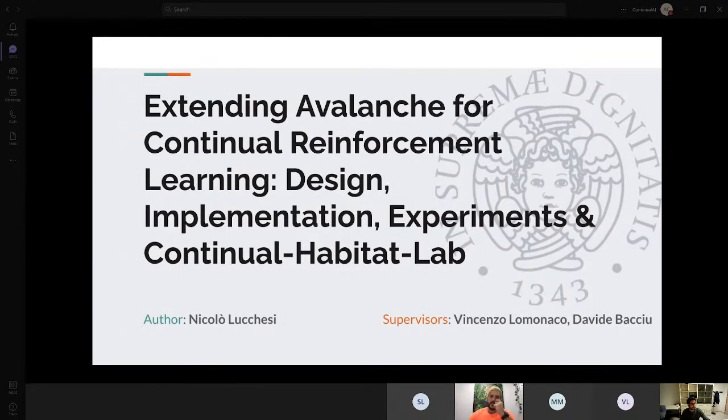And so yeah, I'll be presenting my work on extending Avalanche, so to get to a continual reinforcement learning framework, and also the side effect, let's say, which was Continual Habitat Lab, which is a highly realistic benchmark.